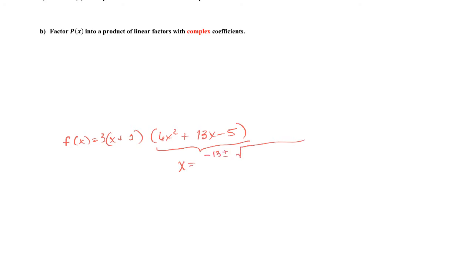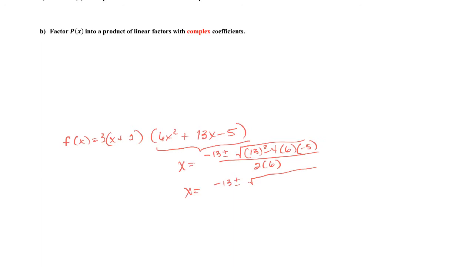Okay. For that problem, let me rewrite it here. It was f of x equals, we had it down to 3 times (x plus 2) times (6x squared plus 13x minus 5). Let's assume you didn't want to split the middle, but what you decided to do instead was to factor the 6x squared plus 13x minus 5. You're going to use the quadratic equation. So x equals negative 13 plus or minus the square root of 13 squared minus 4 times 6 times negative 5, all divided by 2 times 6.